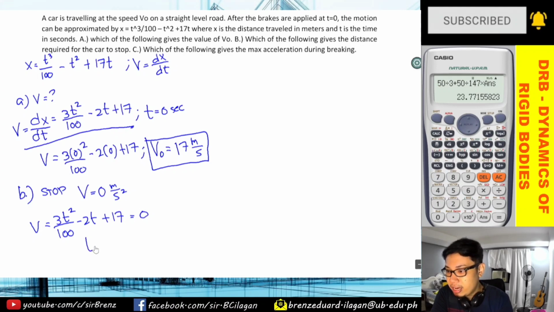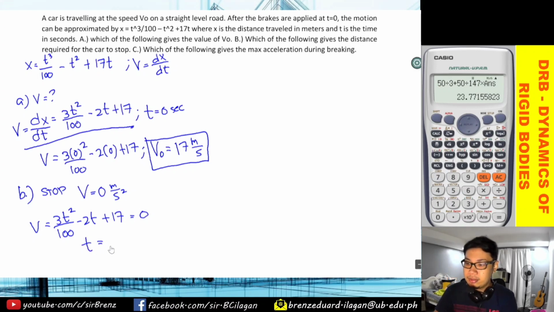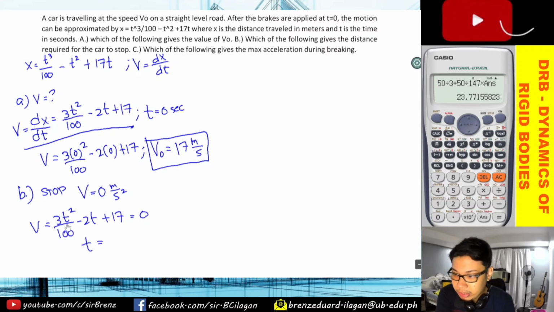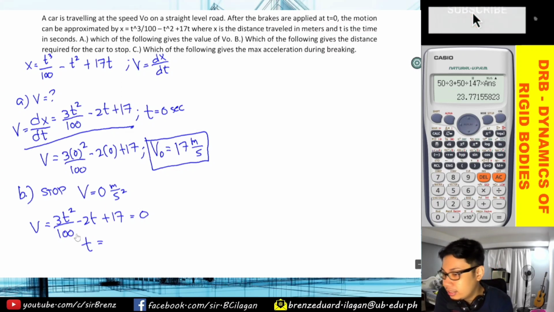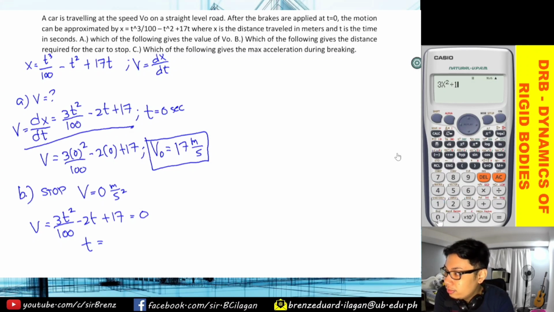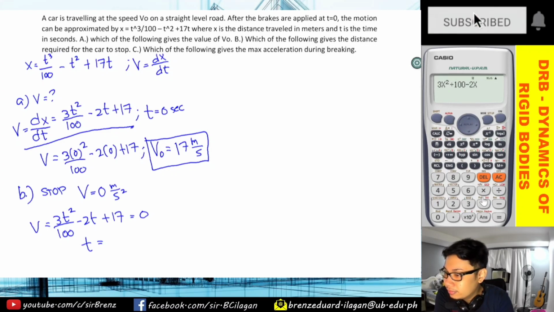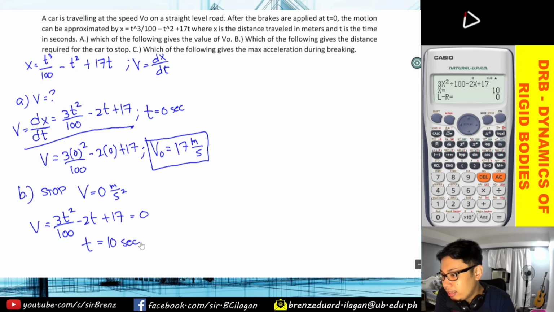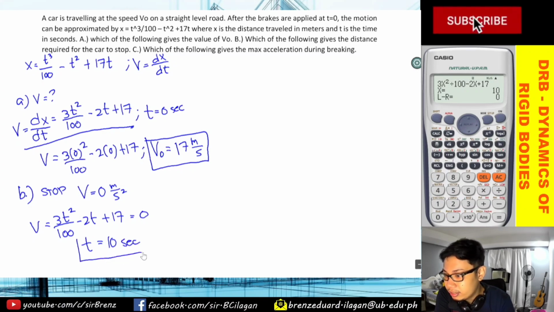So, with this, may mahanap tayong value ng time. Pero yung kailangan nating value, ano lang to by quadratic equation, or gamitin natin, mag-shift solve na lang tayo. So, dalawa yung lalabas na value niyan. Yung isa is possible, negative siya. Pero as we all know, wala naman tayong negative time na i-consider. Hindi ka naman pwedeng bumalik sa nakaraan. So, plus 17. So, shift solve. Maglagay ka lang ng any positive value. Ayan. So, yung time required para maging 0 yung velocity niya is 10 seconds.